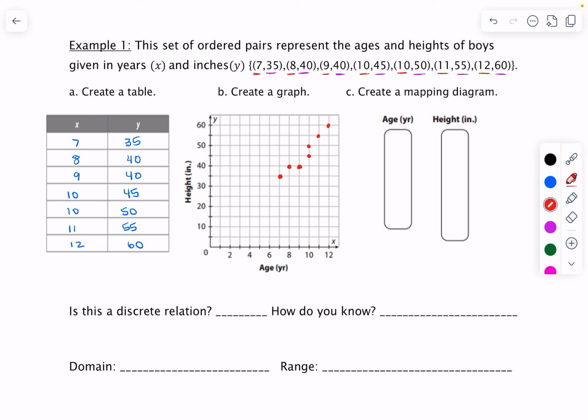In a mapping diagram, we list all of our inputs in order from least to greatest. So 7, 8, 9, 10, 11, and 12. Notice that I did not repeat that 10. Even though it's repeated in the coordinate pairs, we only list that once in a mapping diagram. And then the heights, the y values, we're going to list also in least to greatest, 35, 40, 45, 50, 55, and 60. Notice that I only listed that 40 once.